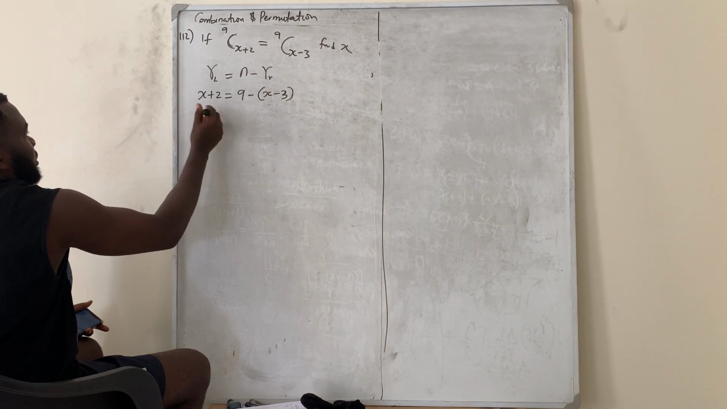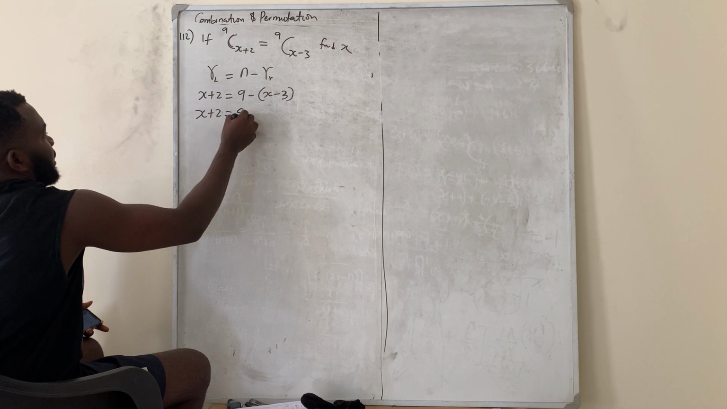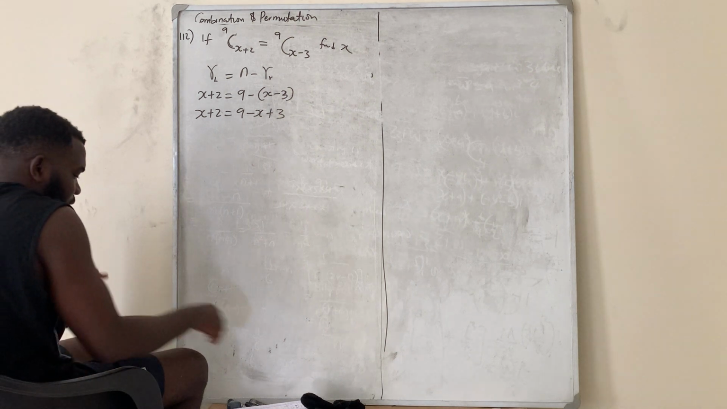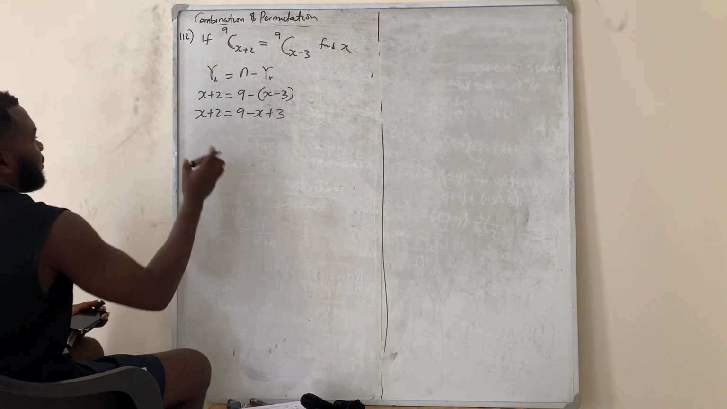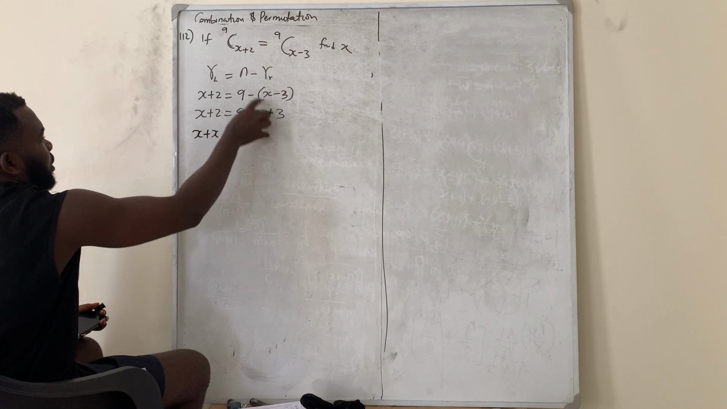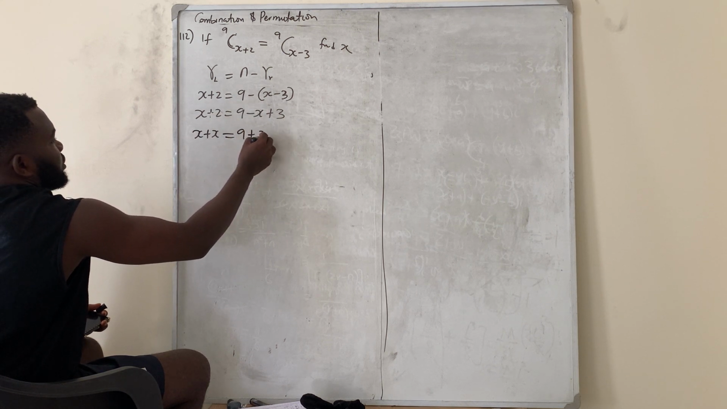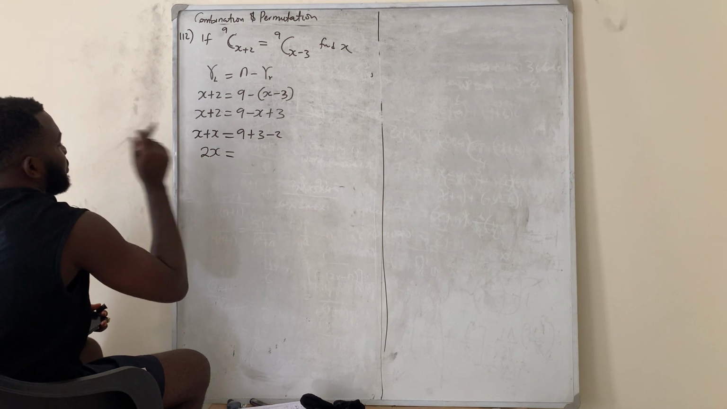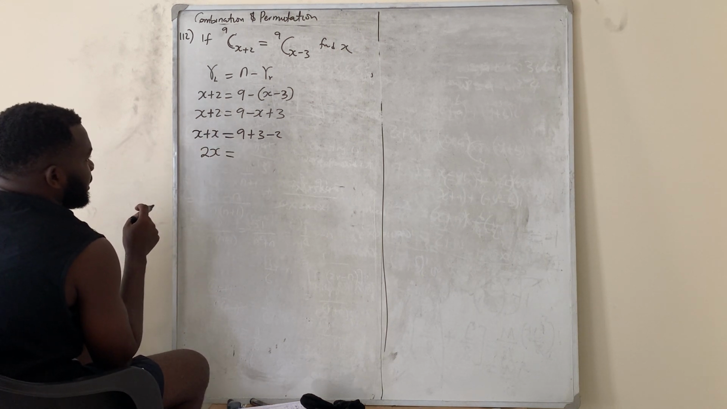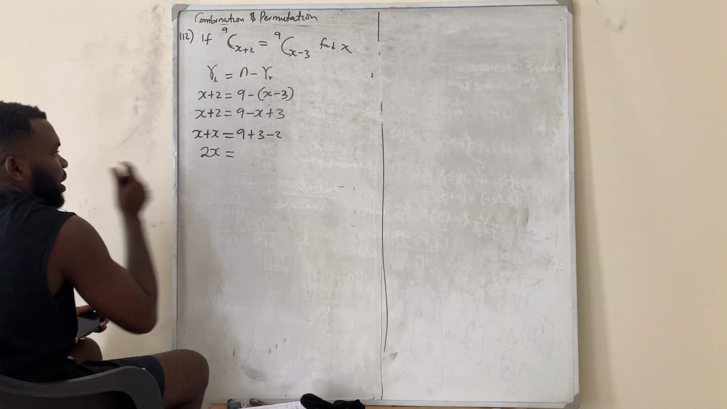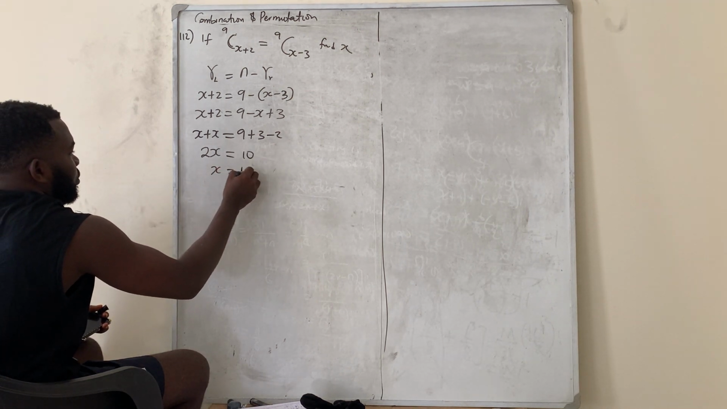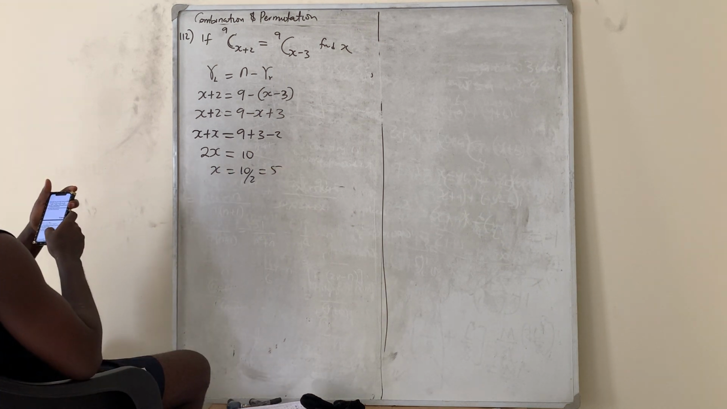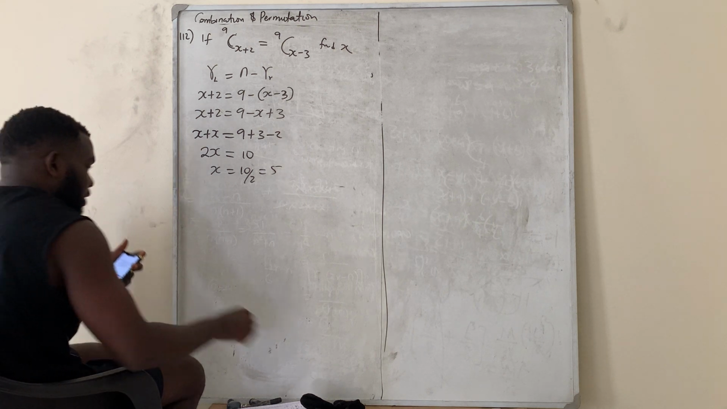So if you subtract, you're going to have x plus 2 is equal to 9 minus x plus 3. If you collect like terms, you're going to have x plus x, this one coming here, is equal to 9 plus 3 minus 2. So x plus x will give me 2x is equal to 9 plus 3, which is 12. 12 minus 2 is 10. So therefore, x is equal to 10 divided by 2, which is 5. All right. So that is that for that. We go to the next question.